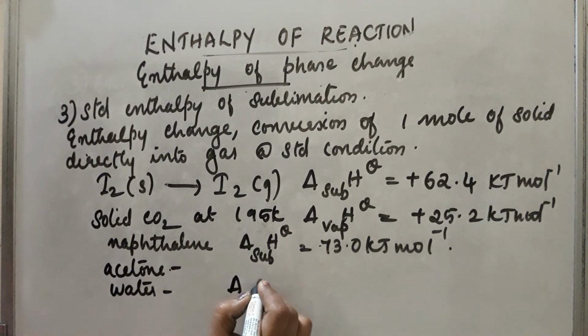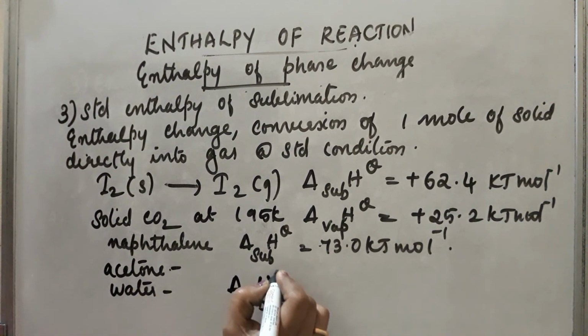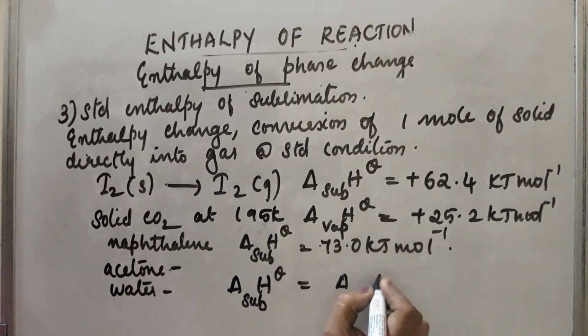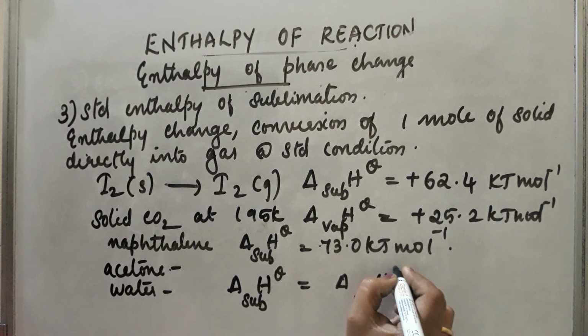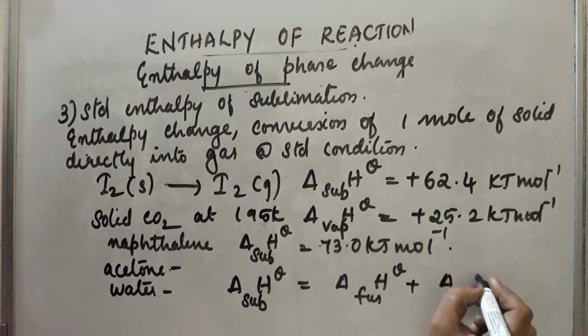We can write delta H of sublimation will be equal to delta H of fusion plus delta H of vaporization.